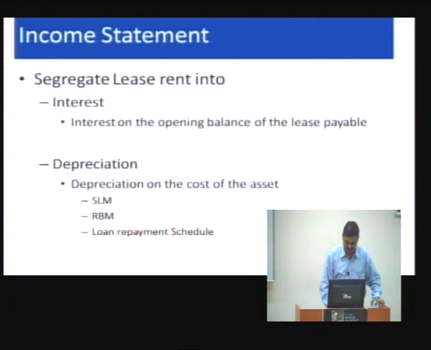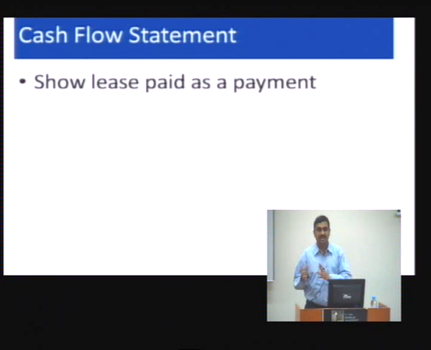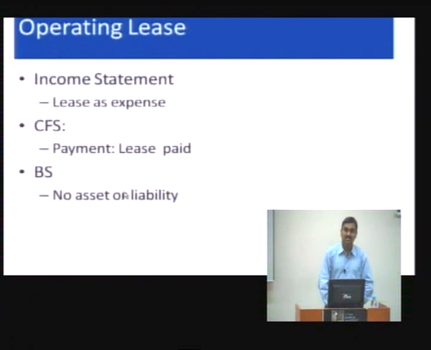Let us understand these. In case of a cash flow, the entire lease payable for the year is shown as an outflow. And in the balance sheet, on the asset side, the cost of the leased asset is shown, less accumulated depreciation every year. On the sources side, the lease payable minus the lease payment. Whereas in an operating lease, as I mentioned, only the lease is shown as an expense, no asset, no liability, and in the cash flow, the lease payment.